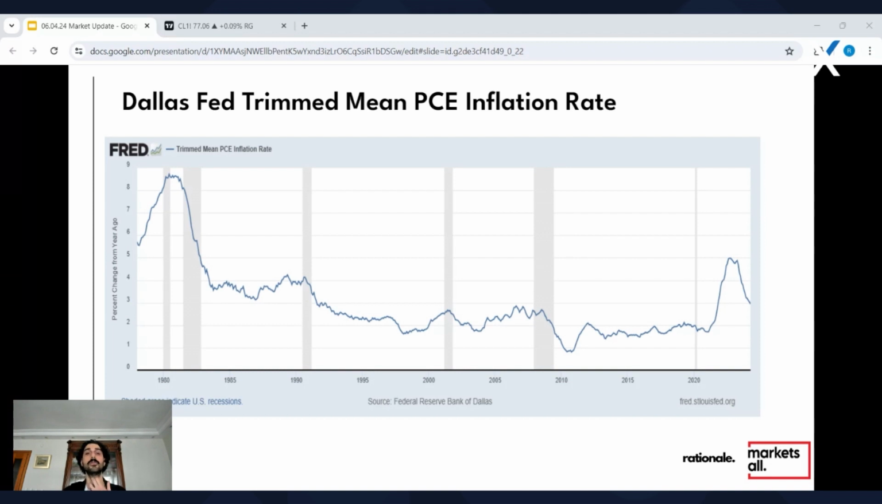I would also like to show you the decline trend in the Dallas Fed trimmed mean PCE metric. The Dallas Fed trimmed mean PCE inflation rate is an important economic indicator tracked by policymakers and analysts. It's a measure of inflation that aims to capture the underlying trend in prices by excluding extreme price movements. So the April number is 2.94%, and as you can see in the chart, it's coming down.